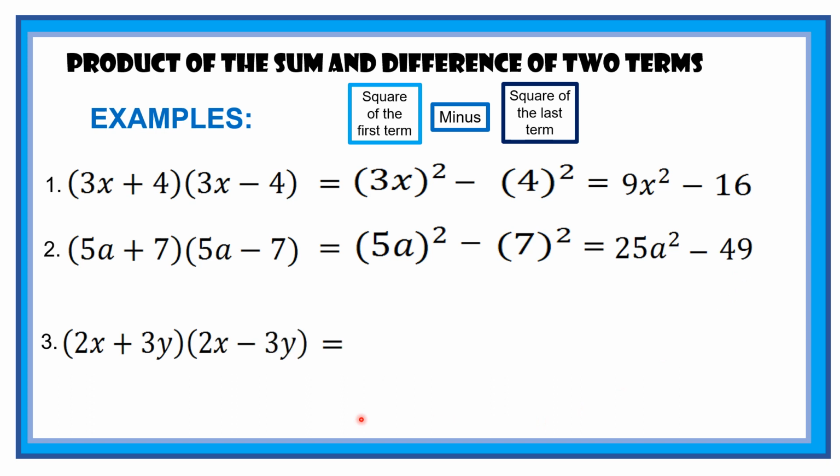Next, number 3 is square of the first term, so we have the quantity 2x squared minus square the last term. So we will now simplify this. So square of the first term means 2x times 2x, so we have 4x squared minus square of the last term means 3y times 3y. So the answer is 9y squared. So this is now the final answer, 4x squared minus 9y squared.